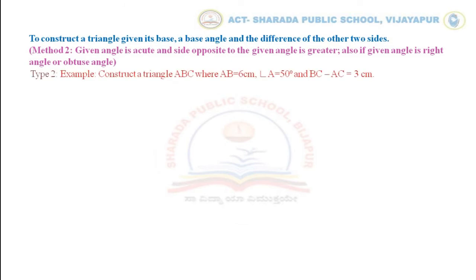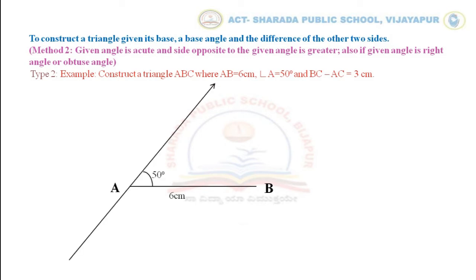Example: construct a triangle ABC where AB is equal to 6 centimeters, angle A is equal to 50 degrees and BC minus AC is equal to 3 centimeters. First, draw the line AB which is equal to 6 centimeters. Then construct angle 50 degrees at A by using the protractor, and the line forming the 50-degree angle has to be extended towards the downside.